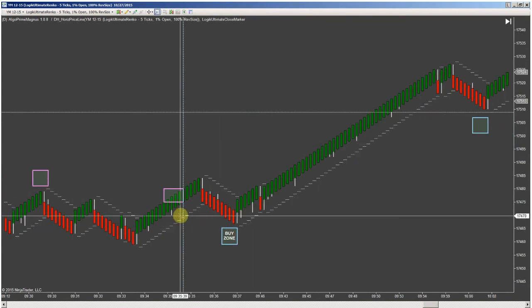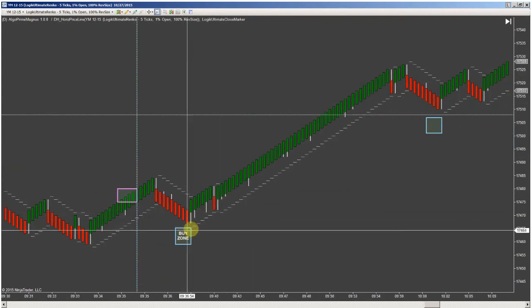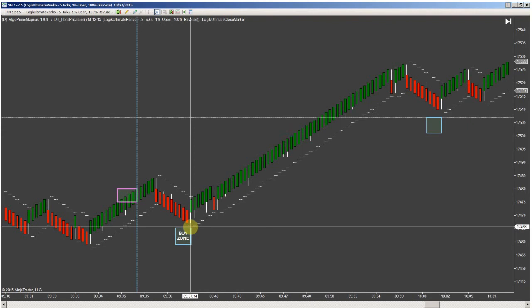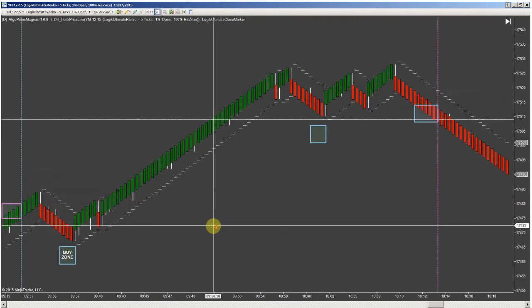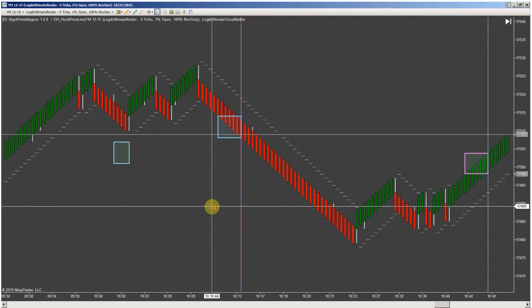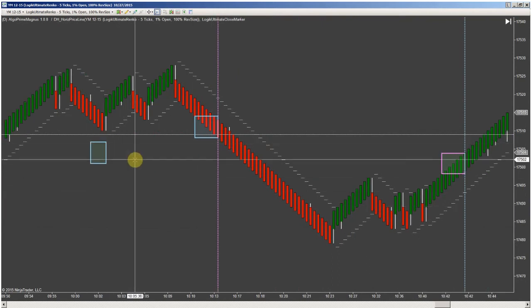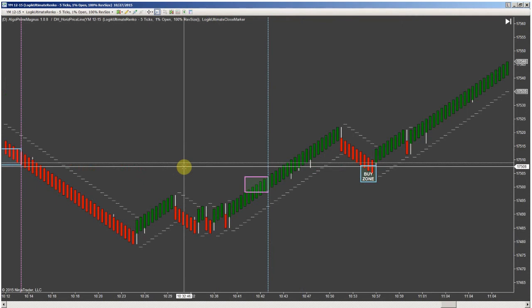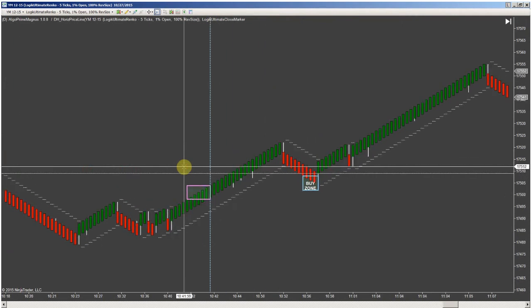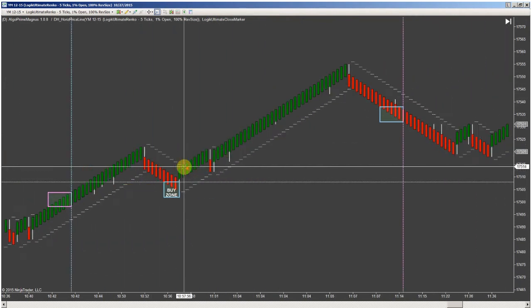This is a trend change up. It didn't actually come down that extra tick to hit the buy zone, so in automation it would not have taken the trade. But you can, so this kind of gives you an idea as to where these boxes would be located. Okay. There's a buy zone there.